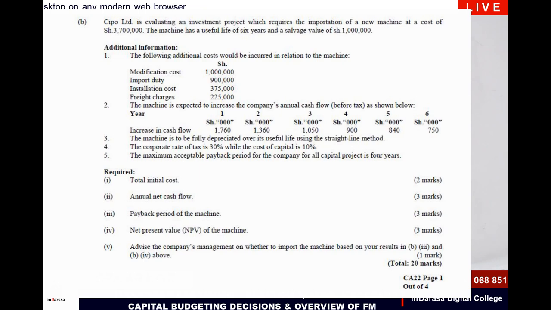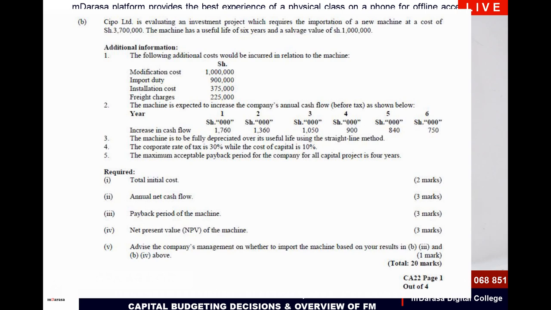So in part B of the question, these are what you're told. We were told, my good students, that we have this company known as SIPO Limited. Okay? SIPO Limited is evaluating an investment project which requires the importation of a new machine at a cost of 3.7. The machine has a useful life of 6 years and a salvage value of 1 million.